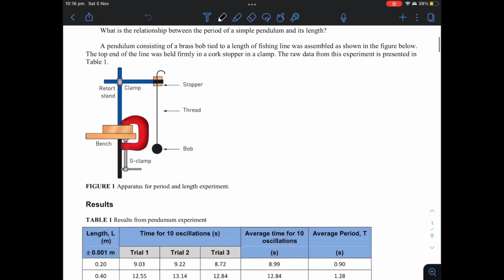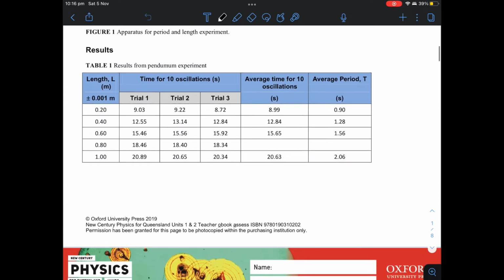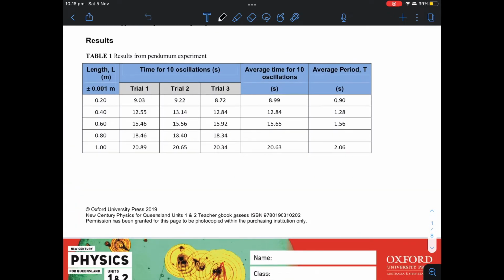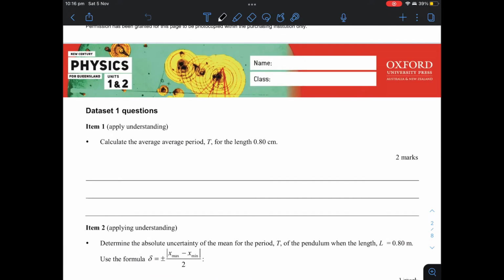So boys, this is a question about data. It's about a pendulum. We've taken 10 swings of a pendulum of various lengths, and we want to calculate how the period relates to the length. What's further I have to do is calculate the average period for the length.